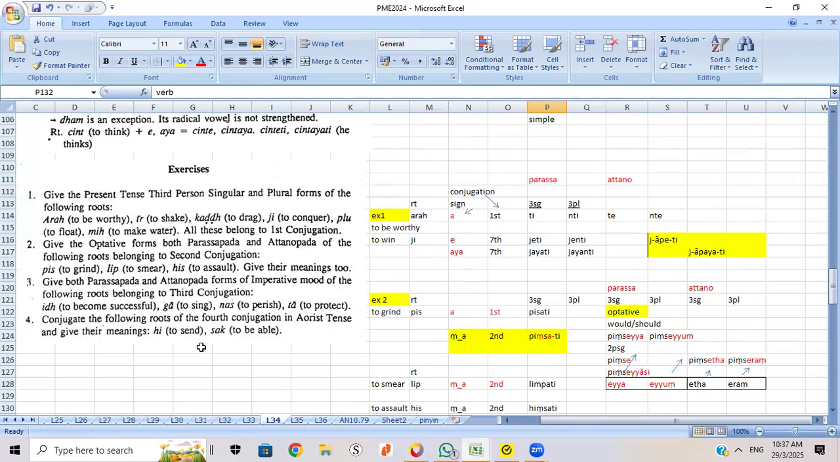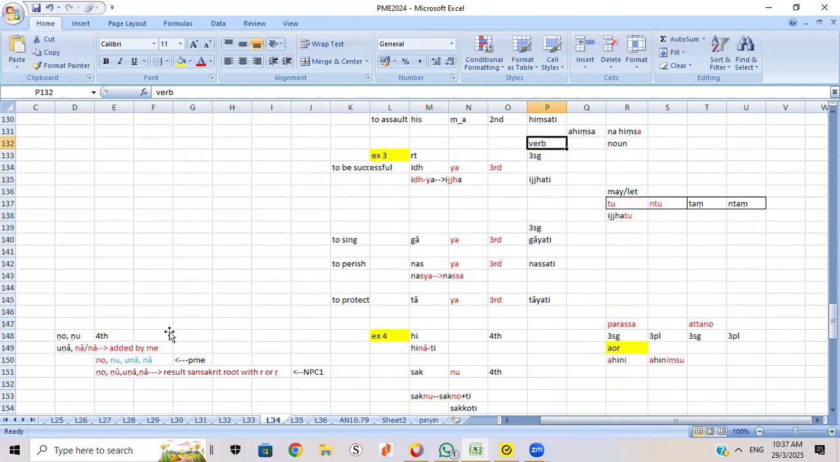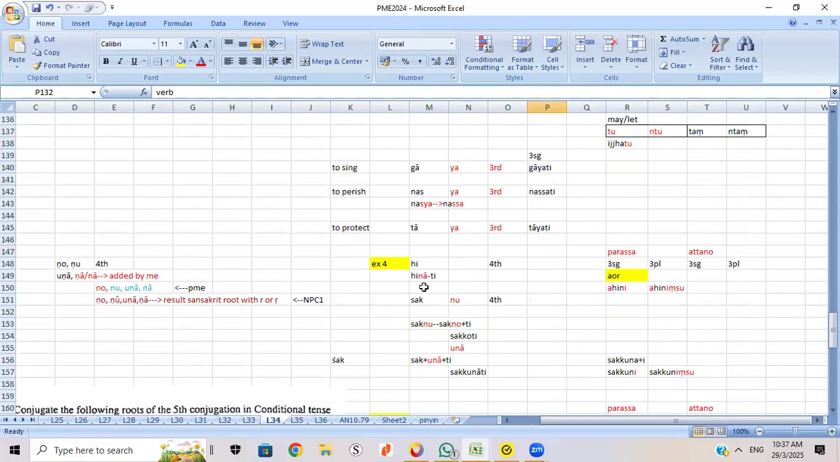Okay, number 4: conjugate the following root. Fourth conjugation. Now this is the Aries. Give the meaning, using the word 'he'. So the word is 'he'. This is very tough. Okay, I tell you why it's tough.